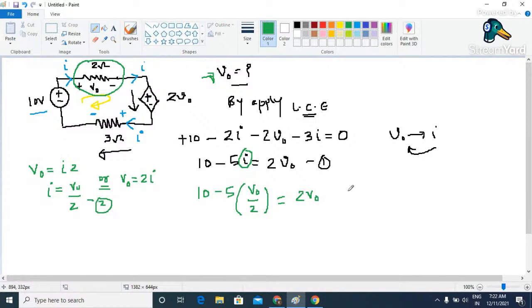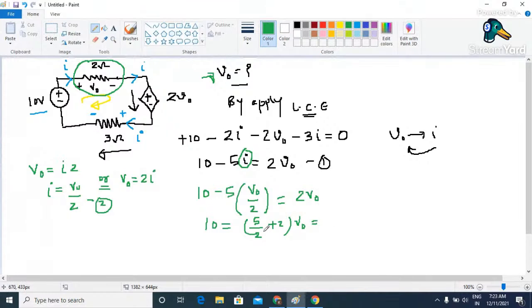Now this is very simple. We have only one equation, and in that equation we have only one unknown parameter, so it is very easy to solve. If you solve this for V naught, I can write this as 10 equals, this is supposed to be on the right hand side, 5 by 2 plus 2 whole multiplied by V naught.